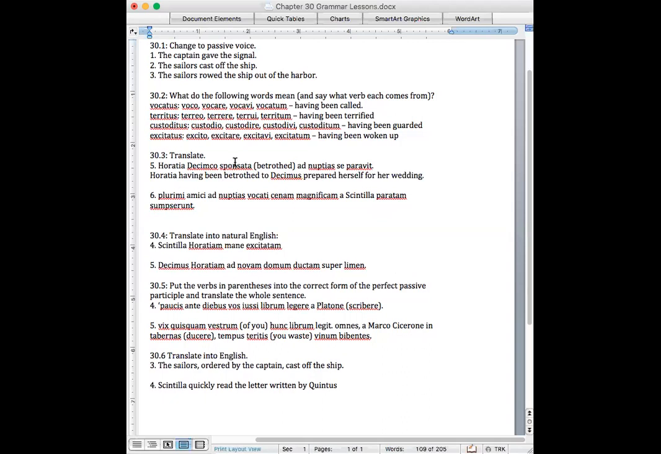Number 6, so here sponsata was your perfect passive participle. It's agreeing with Horatia. Horatia having been betrothed to Decimus. Again, having been betrothed, she's not the one doing the betrothing, right? She's betrothed by her father to Decimus. That's sort of understood in that sentence. It would be nice to have the ablative form so that we can practice that, but the book doesn't give you that. Oh well, thanks book.